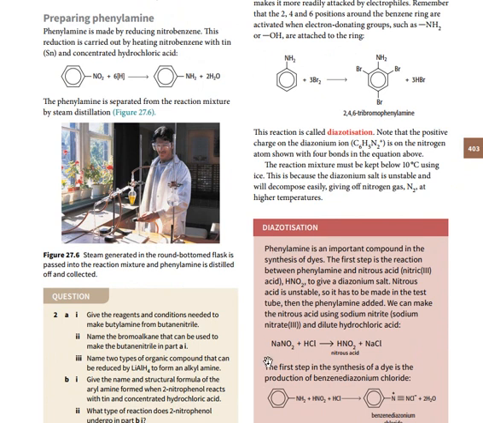Now you need to know that diazotization occurs when you have an amine that reacts with nitrous acid. When you have any amine plus nitrous acid, it is going to produce the diazonium ion.